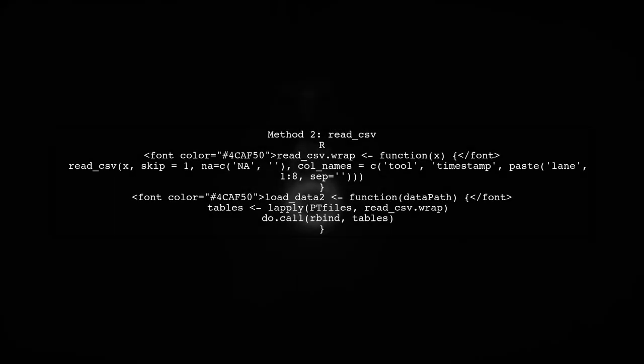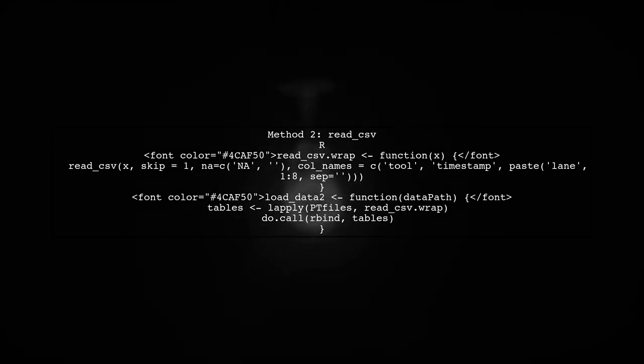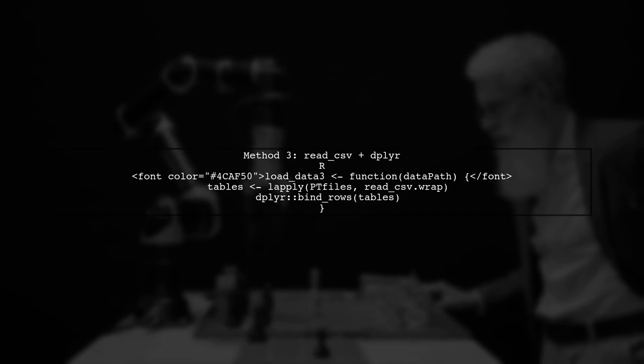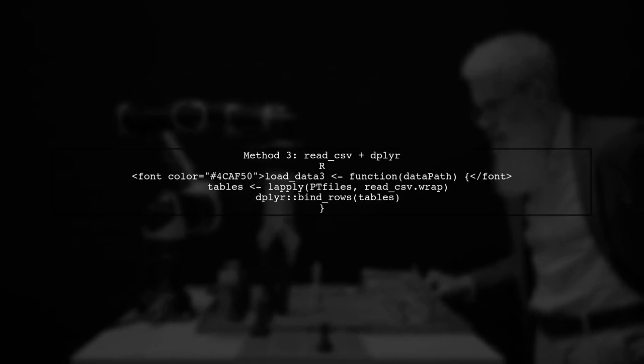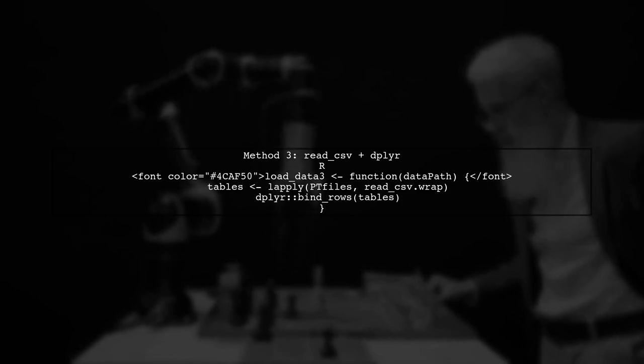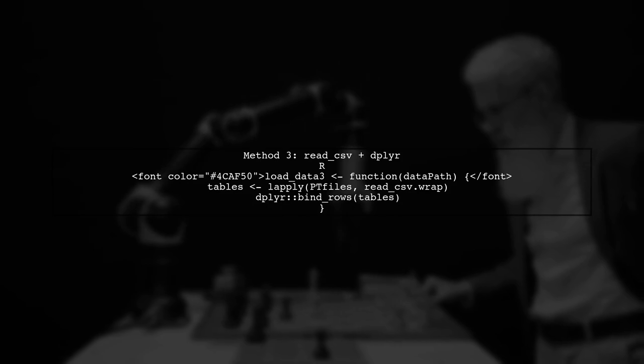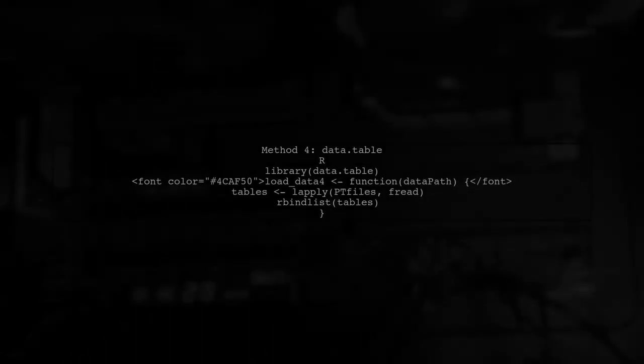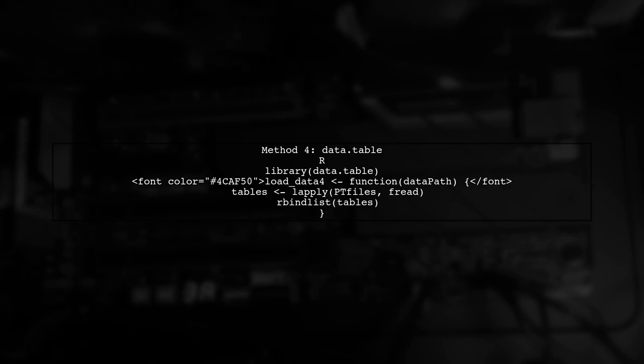Next, we will examine the second method using the read_csv function from the readr package. This method involves creating a wrapper function. Now let's look at the third method, which combines read_csv with dplyr's bind_rows function. This approach is often recommended for its efficiency. Finally, we will consider the data.table method, which is known for its speed. However, we still need to understand why the read_csv methods are slower in terms of elapsed time.